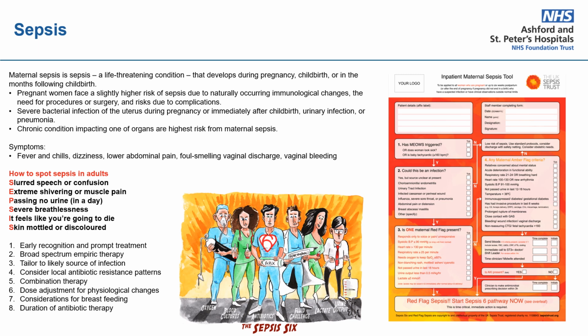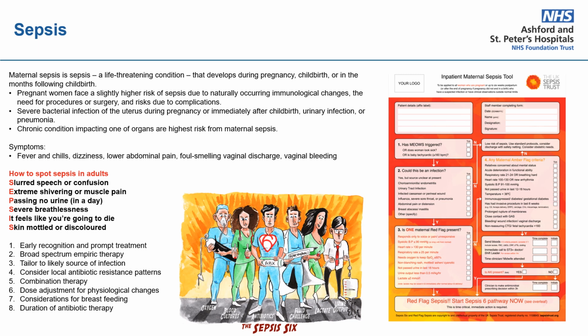When prescribing antibiotics for sepsis in postnatal patients, it's crucial to act swiftly and follow specific principles to ensure the best possible outcomes for both the mother and the baby. Sepsis in the postnatal period is a life-threatening condition, and early and appropriate antibiotic therapy is critical. The key principles of antibiotic prescribing for sepsis are early recognition and prompt treatment. Antibiotics should be administered within the first hour of diagnosis of sepsis, often referred to as the golden hour.